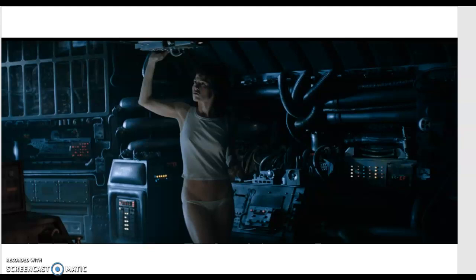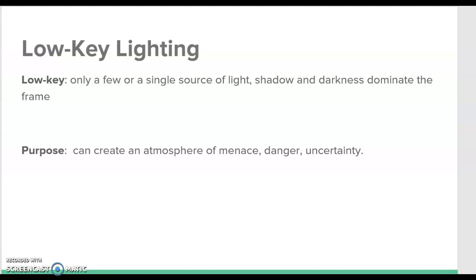Surprisingly, this is called low-key lighting, where only a few or a single source of light is there. Shadow and darkness dominate the frame. This can create an atmosphere of menace, danger, or uncertainty. Please write that into your books as well.